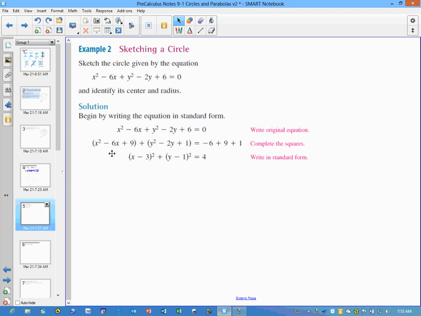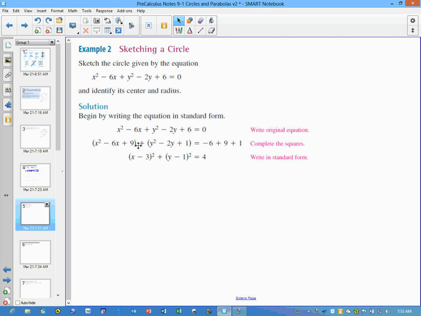Now the interesting thing here is it doesn't even really matter the sign of this coefficient, because when you square it, it's going to become positive anyway. So if you look at the y's, I can simply think of it as 2 divided by 2 is 1, squared is 1, so I add 1 on both sides.